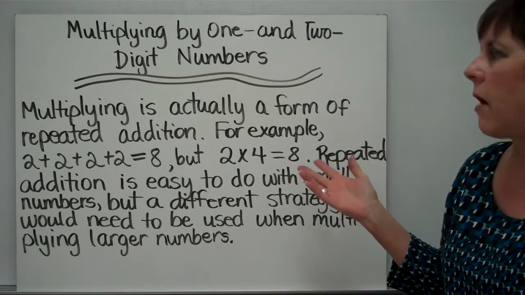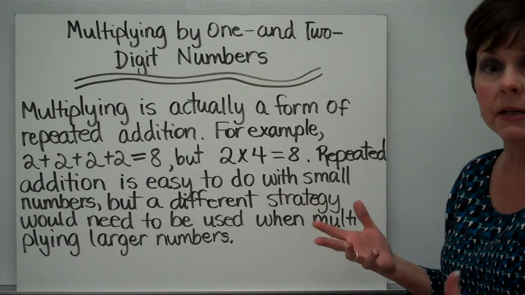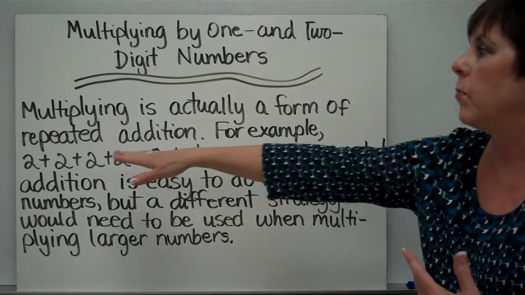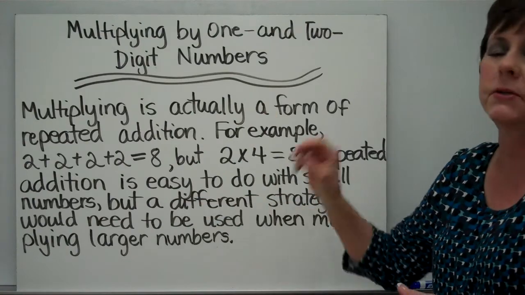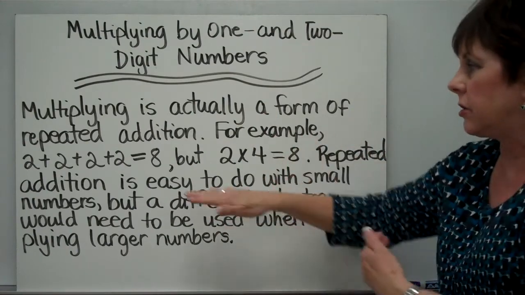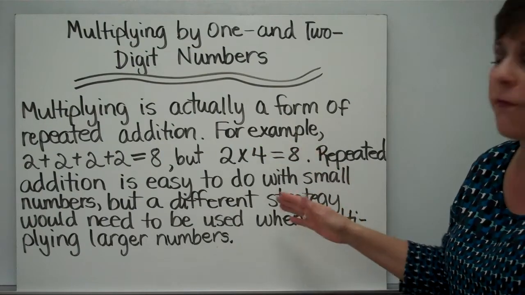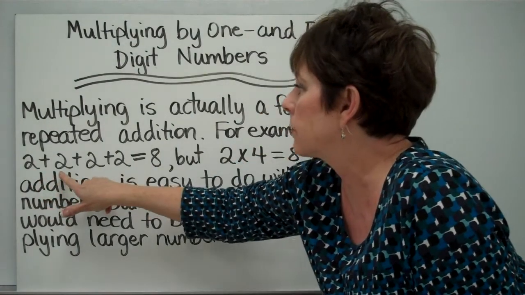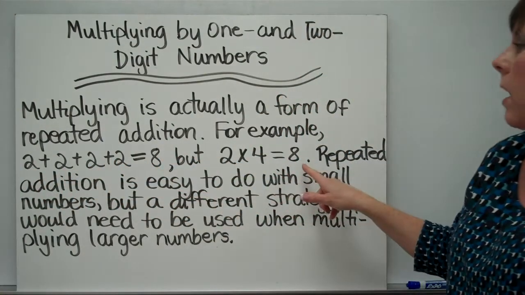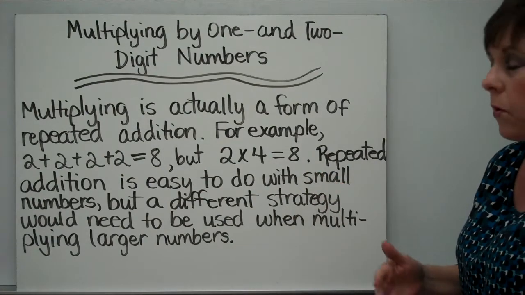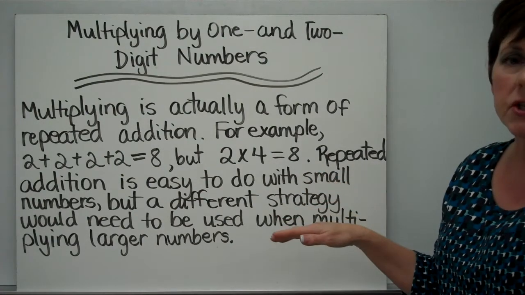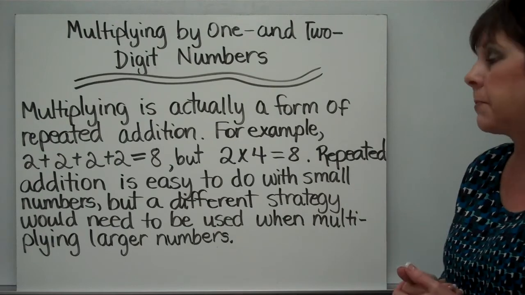Multiplying is actually a form of what we call repeated addition. For example, we could say 2 plus 2 plus 2 plus 2. That's repeated addition. That equals 8. But it might be easier to say 2 times 4. 2 times 1, 2, 3, 4 would also equal 8. Might be shorter. Repeated addition is perfect for small numbers.